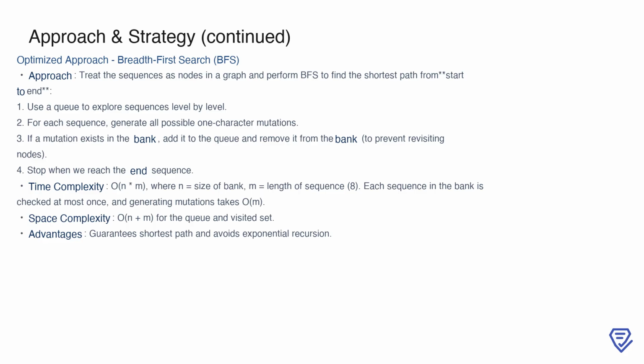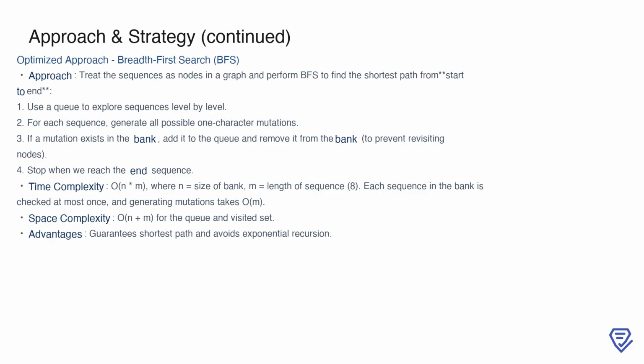In this approach, we treat the genetic sequences as nodes in a graph and explore them level by level. Starting with the initial sequence, we generate all possible one-character mutations. For each valid mutation, that is, one that exists in the bank, we add it to a queue for further exploration and remove it from the bank to prevent revisiting. This process continues until we reach the target sequence or exhaust all possibilities.